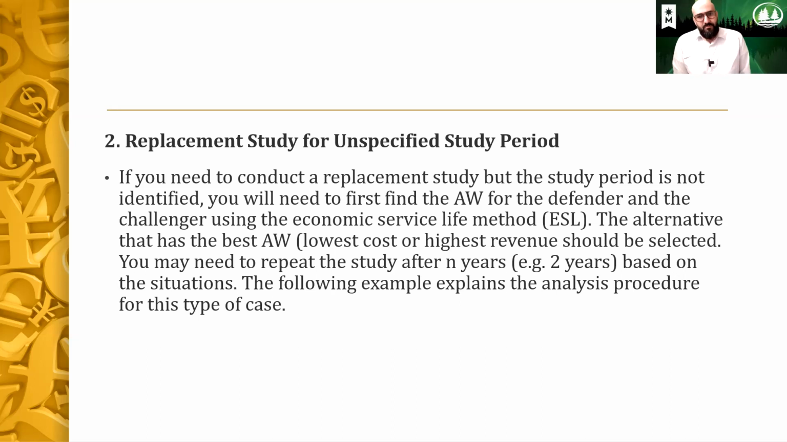So what we should do, well, it's going to be a long process and time consuming. We have to find the annual worth year by year, similar to what we did in the previous example, but there we did it only for 1 year, which is year 3, and we found the annual worth. If it's unspecified, we have to find the annual worth for year 1, year 2, year 3, year 4, year 5, until the end, for both alternatives, the Challenger and the Defender, and then we compare to see when we should replace the asset.